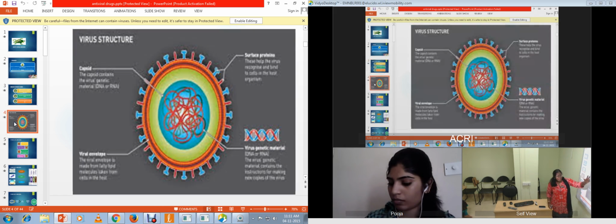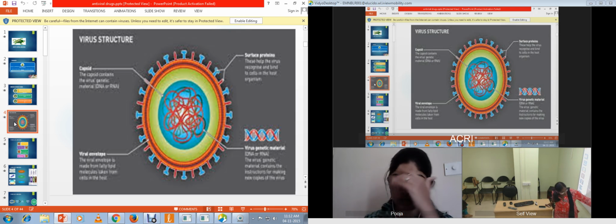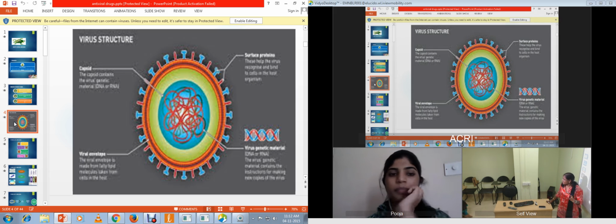Here you can see the viral structure. It is not clear, but once it is put on your server you can find it clear. Here you have a capsid, surface proteins, the viral envelope, and this is your genetic material, either DNA or RNA. This is the structure of a virus. It consists of 3 parts: genetic material, a protein coat, and a lipid coat. These are the 3 main parts you can find in a virus structure.